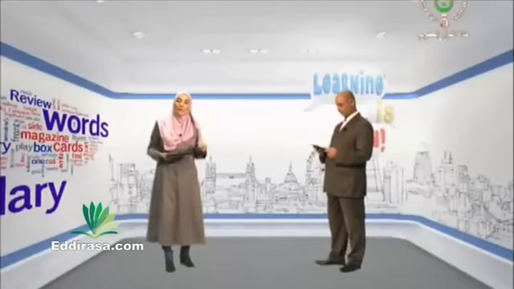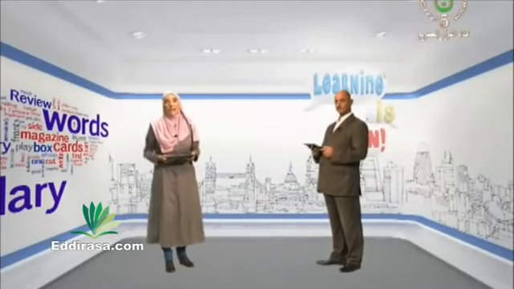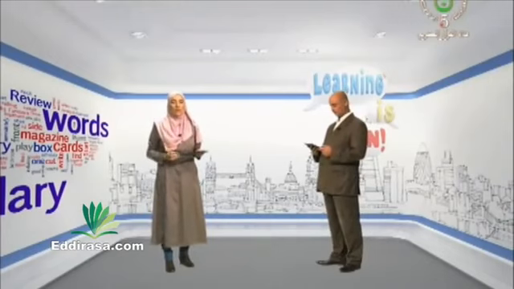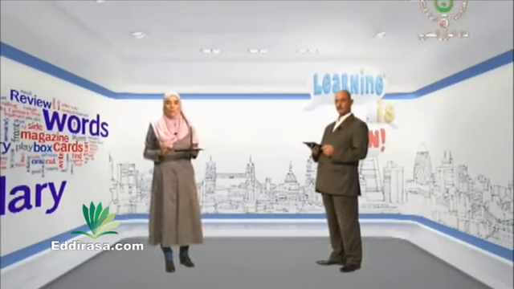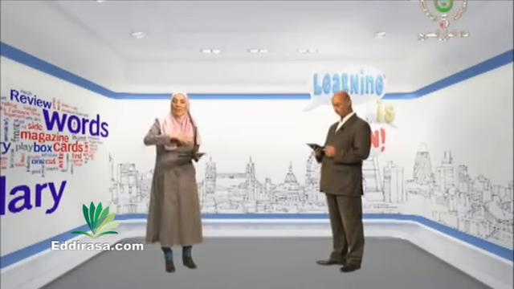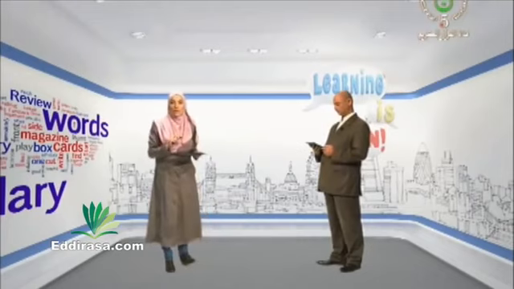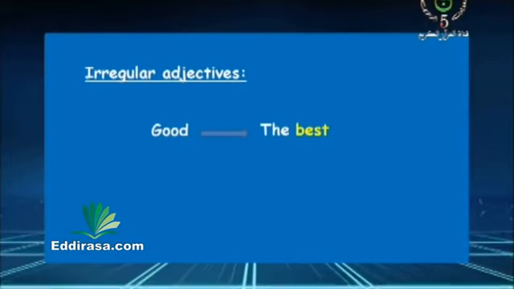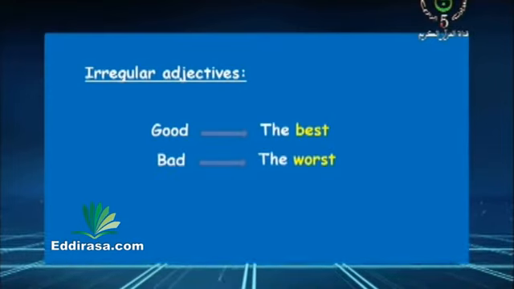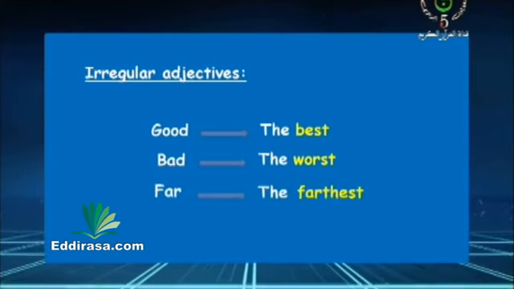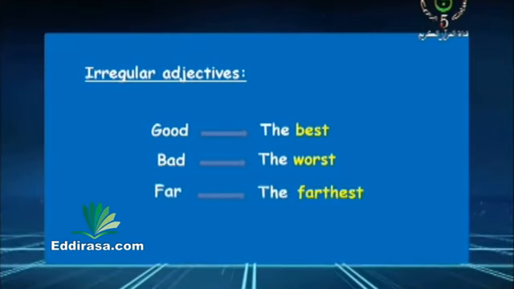In the last part, we have the famous irregular adjectives that you should memorize. Here, the adjectives are going to change form. We don't have any rule, just need to memorize them. For the first one, good becomes the best. For the second one, bad becomes the worst. And for the last one, far, it becomes the farthest.